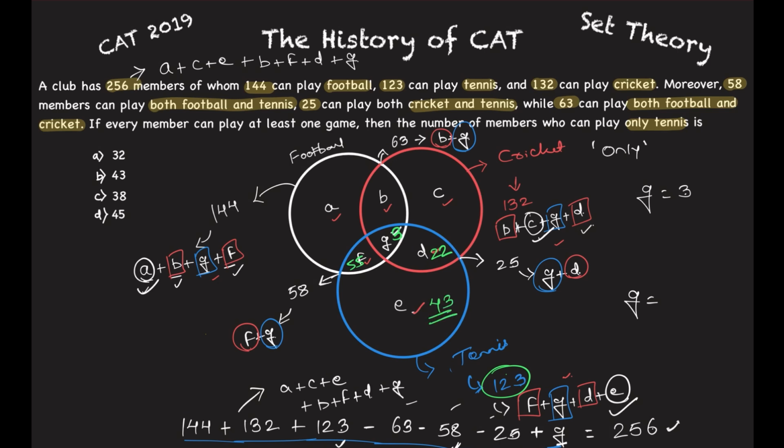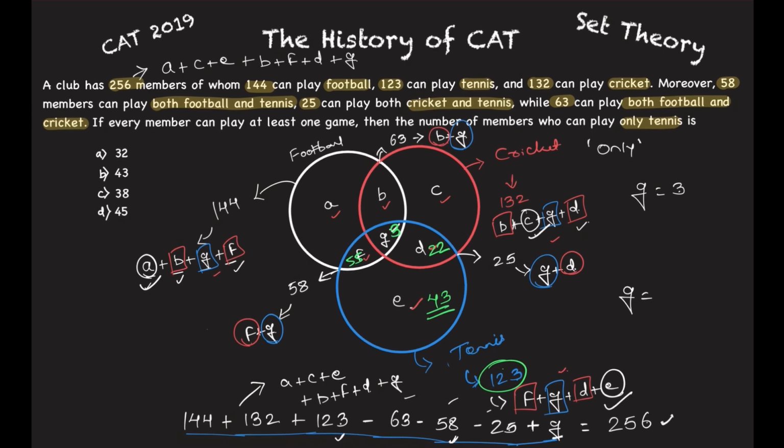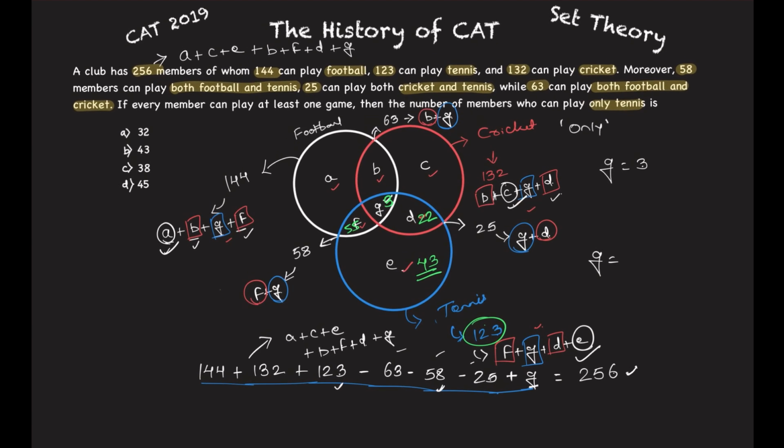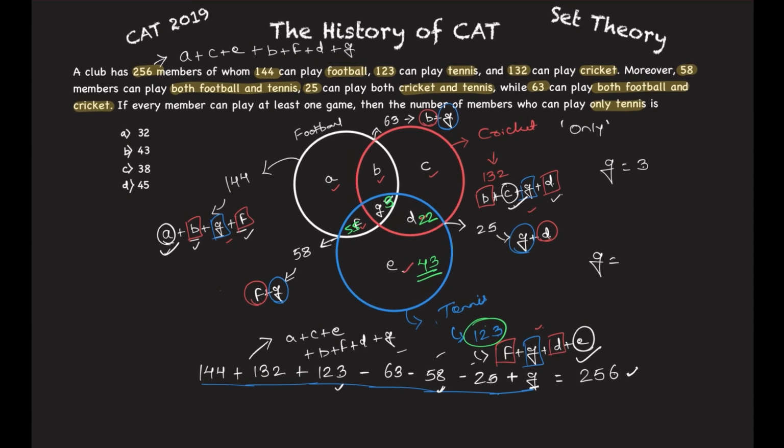Which means only tennis is being played by 43 people in the club. 43 people in the club play only tennis, and that's how simple the problem is. Many times you will see that people use a formula to solve this problem. Now you will say, I want to solve only by formula, I don't want to visualize this logic.